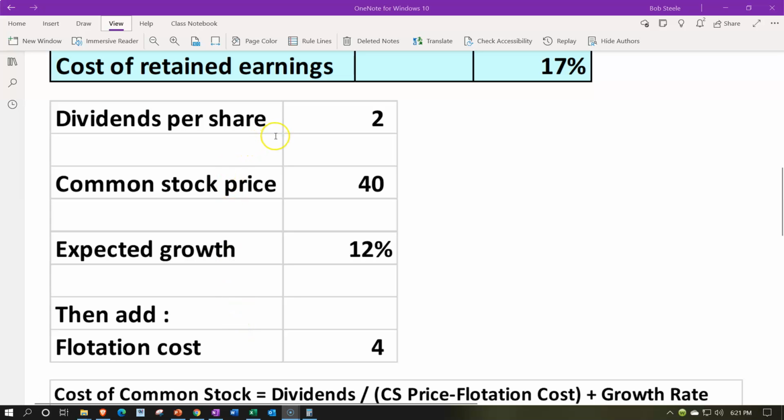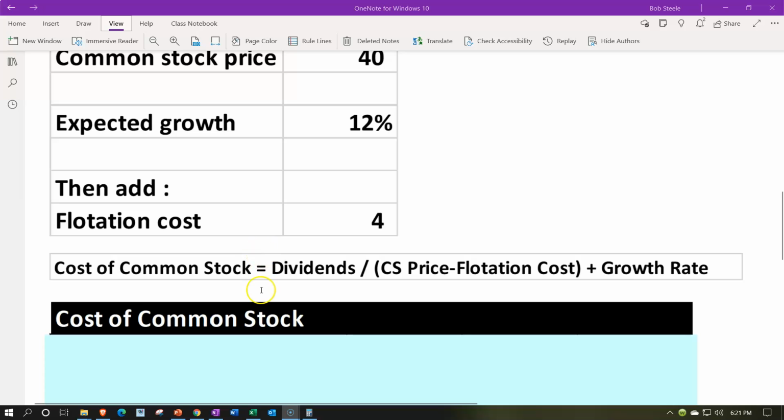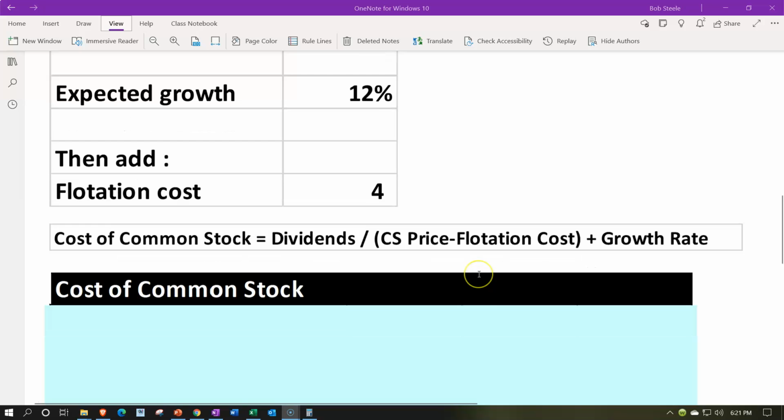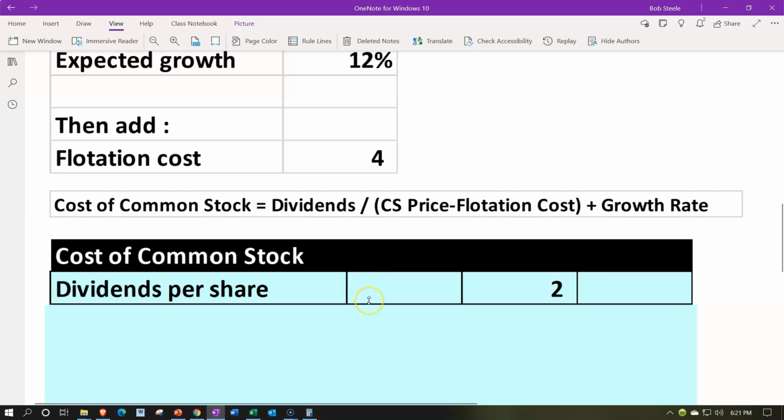It's different from the dividends, in that the dividends are something we expect to be perpetual into the future. We're going to be paying dividends into the future, whereas the flotation cost is a one-time cost. Therefore, we'll basically net it out against the price. So the formula is going to look something like this: dividends over the common stock price minus the flotation costs. Then we're going to add the growth rate. So this calculation will have a sub-calculation taking care of the net sales price that we'll have.